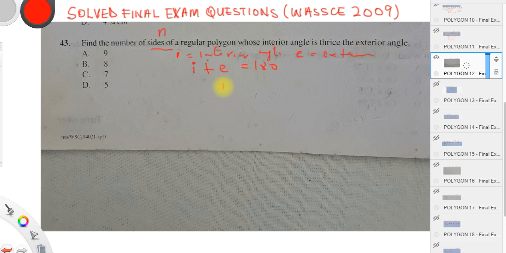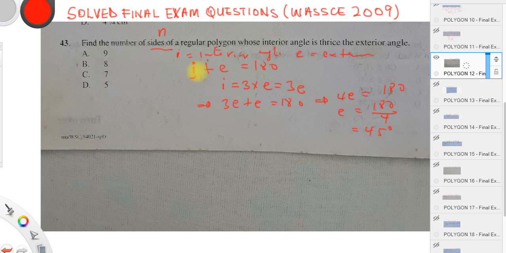So the interior angle I is equal to 3 times the exterior angle, 3 times E. Wherever we see I, we can put 3E. So it implies that 3E plus E is equal to 180 degrees. This implies 4E is equal to 180, so E is equal to 180 over 4, which is 45 degrees.